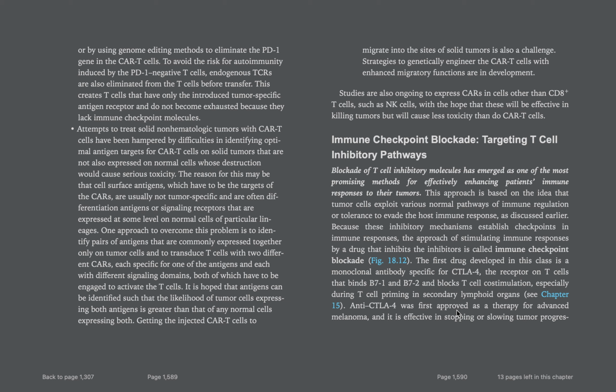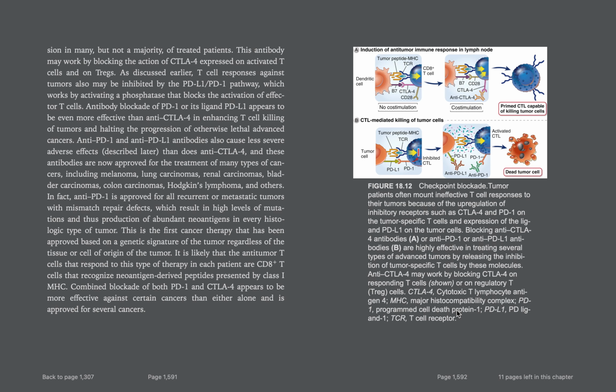The first drug developed in this class is a monoclonal antibody specific for CTLA4, the receptor on T cells that binds B7-1 and B7-2 and blocks T cell stimulation, especially during T cell priming in secondary lymphoid organs. Anti-CTLA4 was first approved as therapy for advanced melanoma, and it is effective in stopping or slowing tumor progression in many, but not a majority of, treated patients. This antibody may work by blocking the action of CTLA4 expressed on activated T cells and on Tregs.